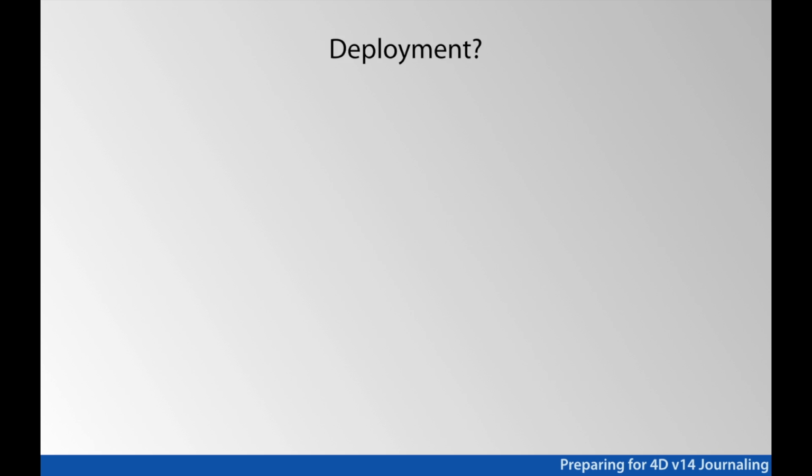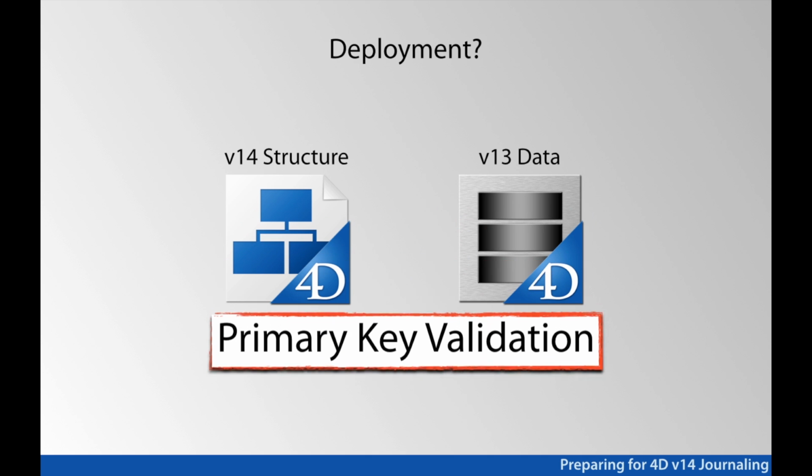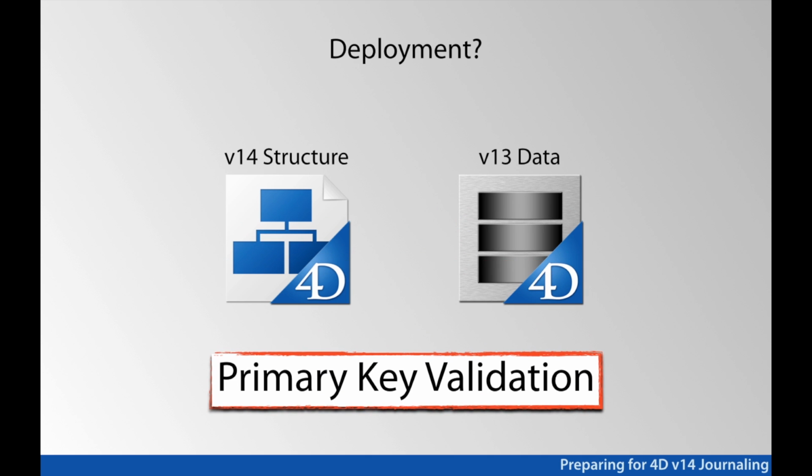What do I mean by deployment? Fundamentally, what I mean is take a v14 structure file and open a v13 data file, or older versions. So especially for those of you who have multiple deployments, at some point you're going to have the new structure opening old data. Even if you have a single deployment, you probably work offline when you're doing development. You don't work on the production system, so at some point you're going to open that production data file. So the key thing is, when this happens, when you open the old data file, 4D v14 does primary key validation.